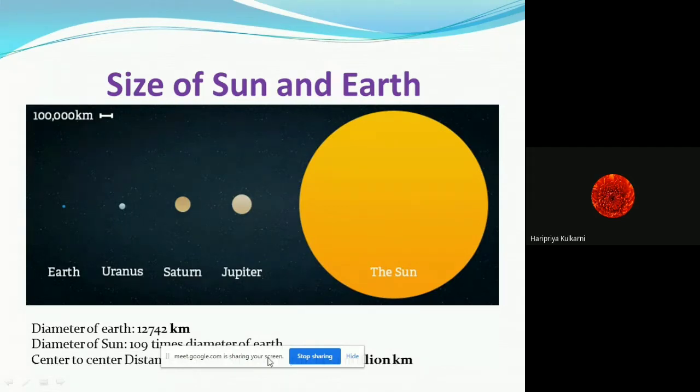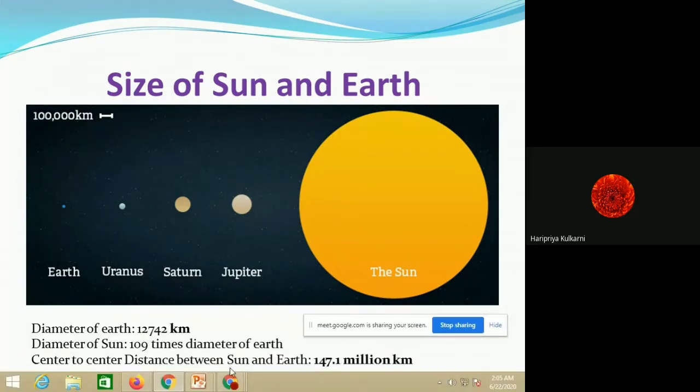If we go diameter-wise, the diameter of the earth is 12,742 kilometers, which is a huge distance. But the diameter of the sun is 109 times the diameter of the earth. So it is much bigger as compared to the earth. You can imagine now. And if you measure the center-to-center distance, the center of the sun to the center of the earth, it is 147.1 million kilometers.